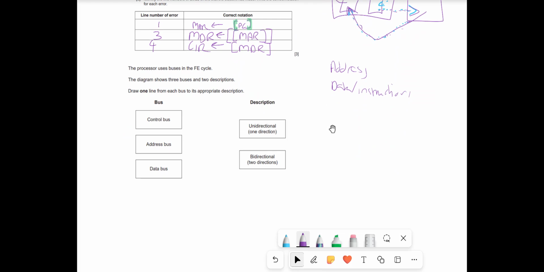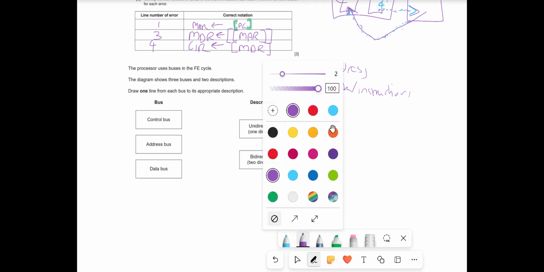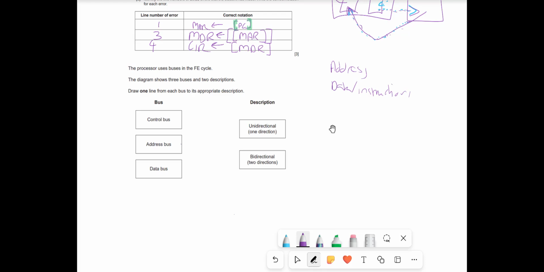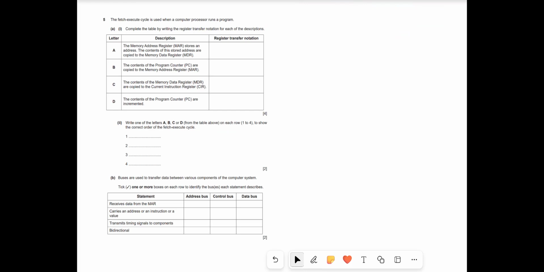This next question is very easy, it's just about buses again. So, the address bus we know is unidirectional. We know that the control bus goes in 2 directions, and we know the data bus goes in 2 directions. Pause the video, give it a go yourself first, and then I'm going to do a lovely solution.